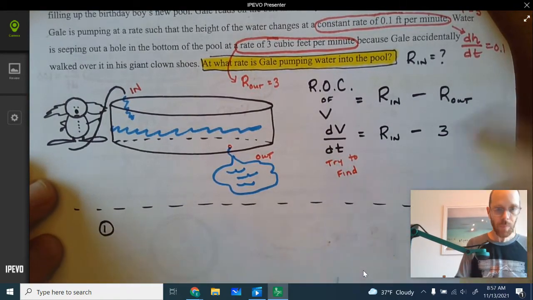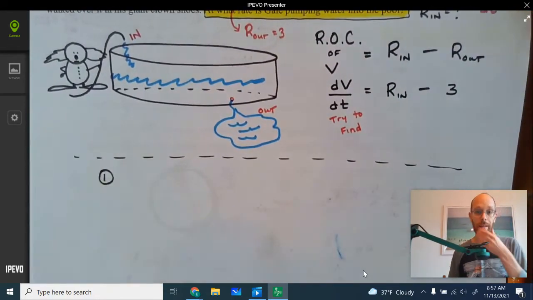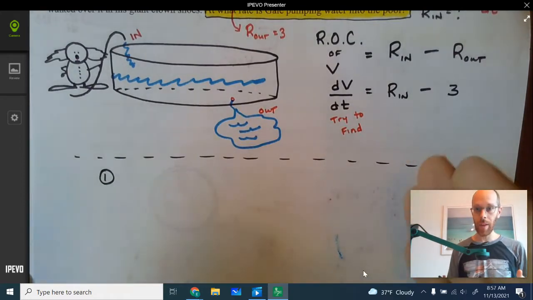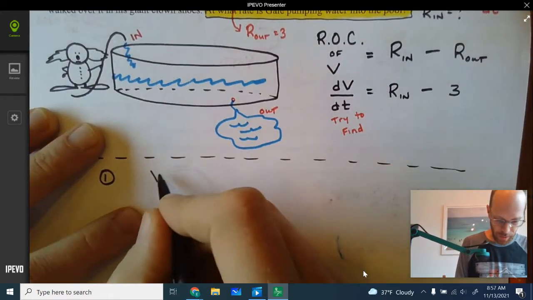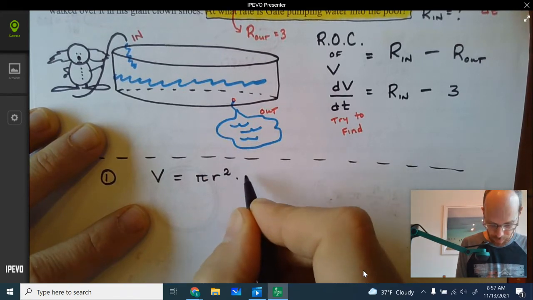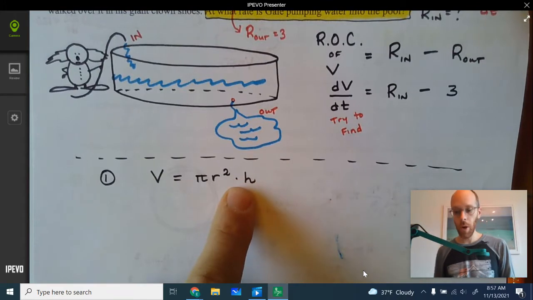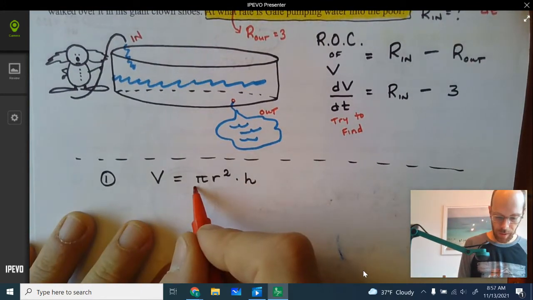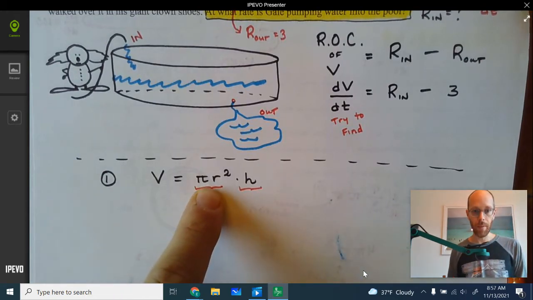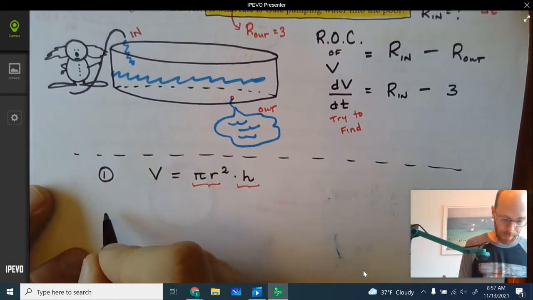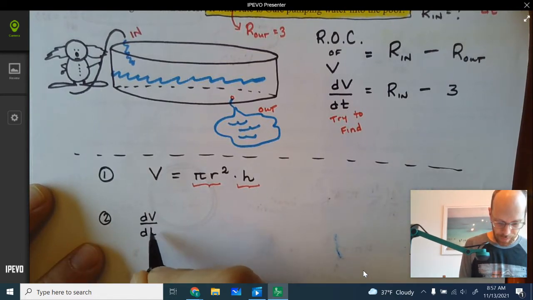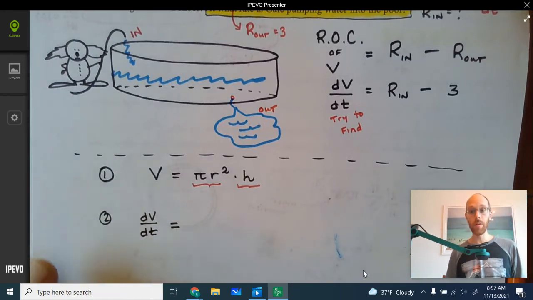Step one. Write an equation that relates the volume of the pool to its radius and its height. Since this is a cylinder, it would look like this. I put the multiplication right there to emphasize to you that we have two separate equations. We have this one and this one. So in step two, when you take the derivative, you're going to be using the product rule.